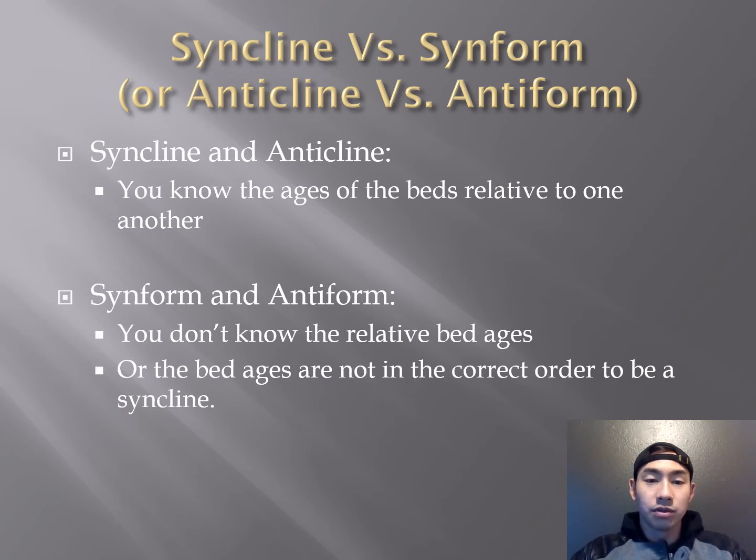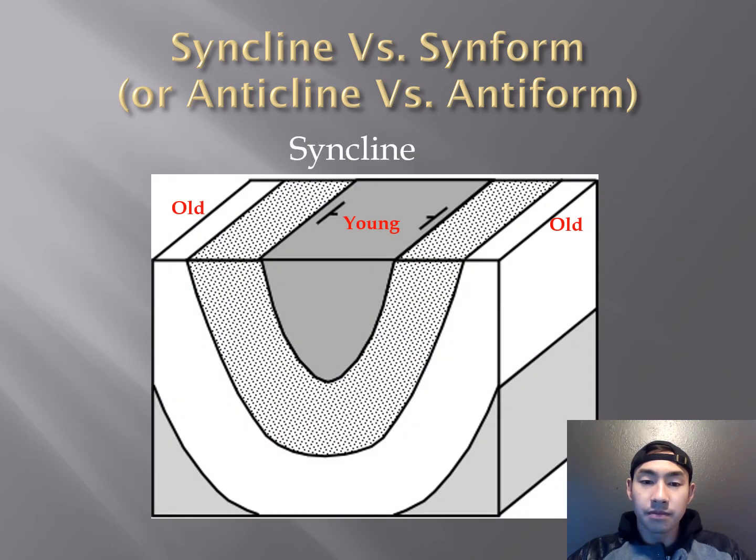So to reiterate, in syncline and anticline, we know the ages of the individual bed layers. In synform and antiform, we don't know the bed ages, but it takes the form of an anticline and syncline. Right, so to reiterate, in a syncline, we know our ages. In a synform, we are not sure.